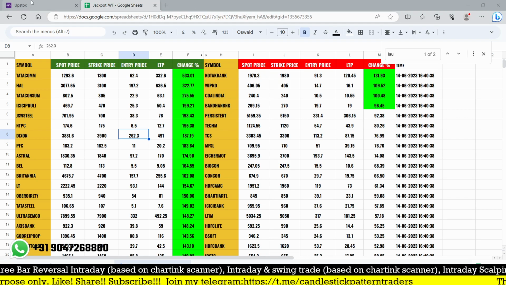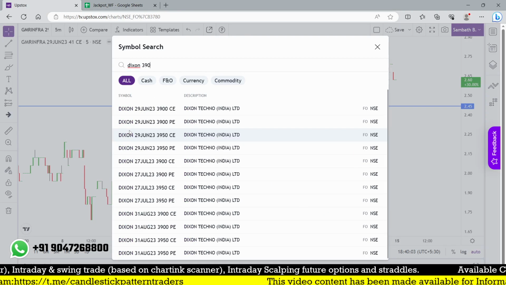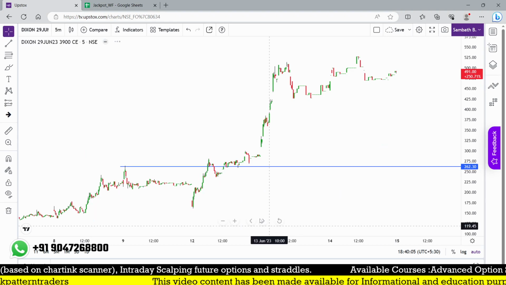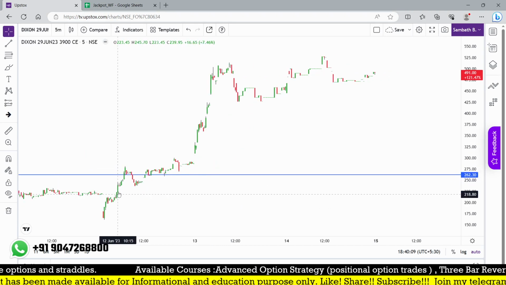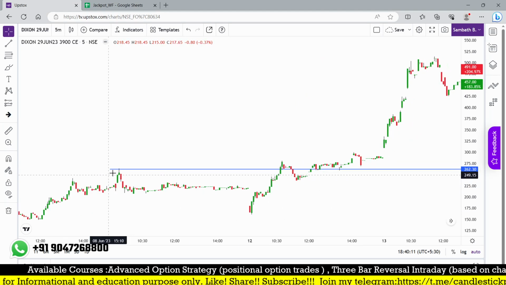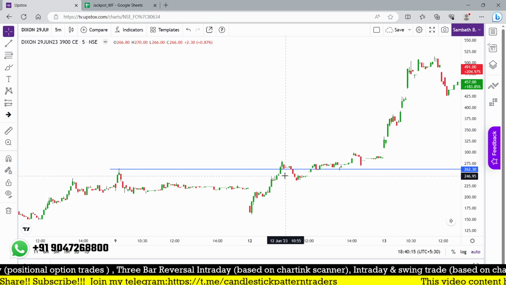Maybe a few days back, Dixon 3900 call option. Maybe we are marking the level. Look at this, it was triggered around the 9th of June. Maybe at this point of 9:25, we are not taking a 9:25 entry. So normally we are not taking it.